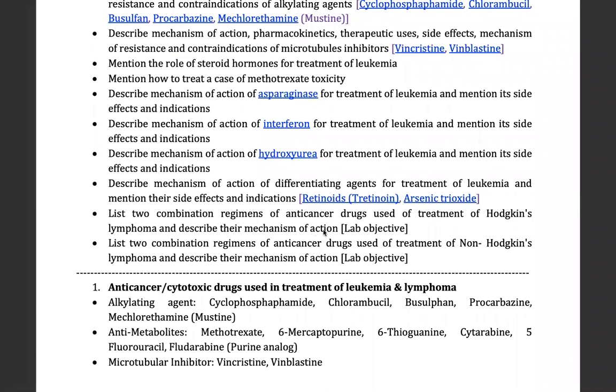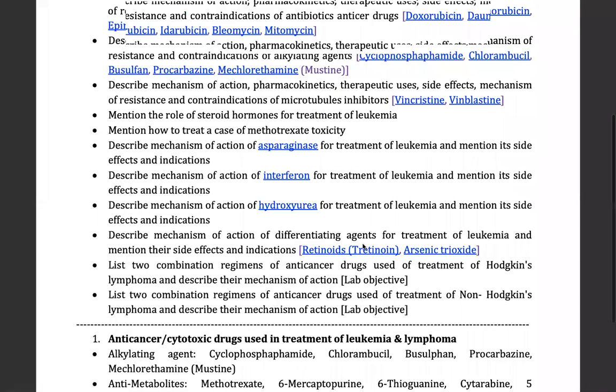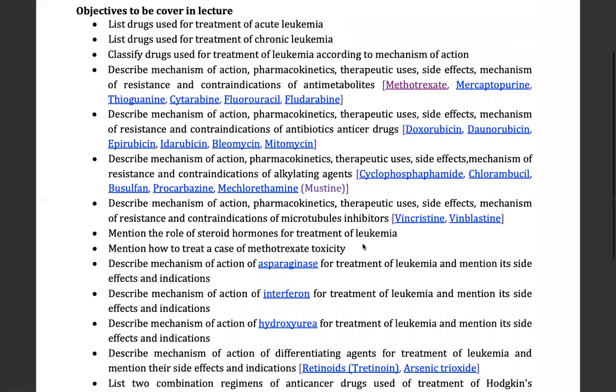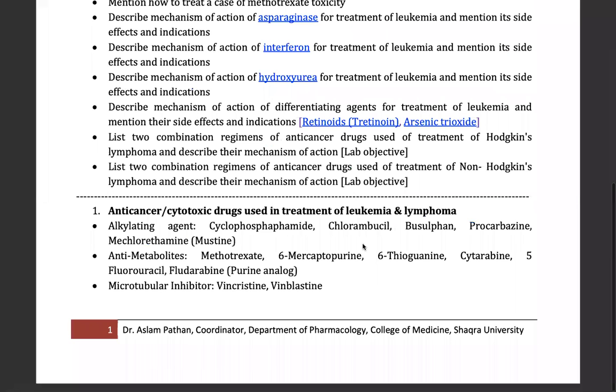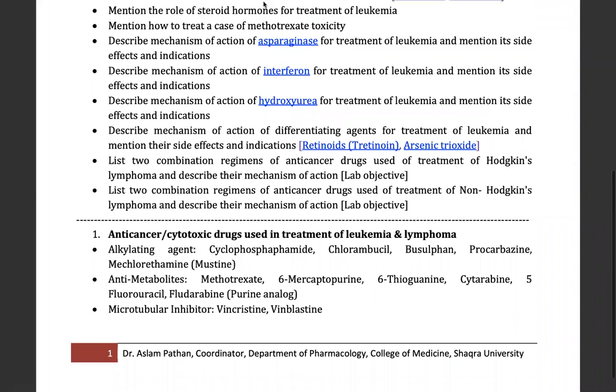List two combination regimens of anti-cancer drugs used in the treatment of Hodgkin lymphoma and describe their mechanism of action, for the Hodgkin lymphoma and the non-Hodgkin lymphoma. So first we will move towards the anti-cancer or cytotoxic drugs which are used in the treatment of leukemia and lymphoma.